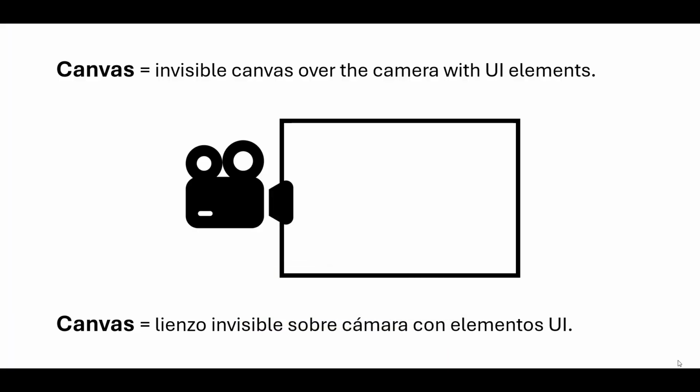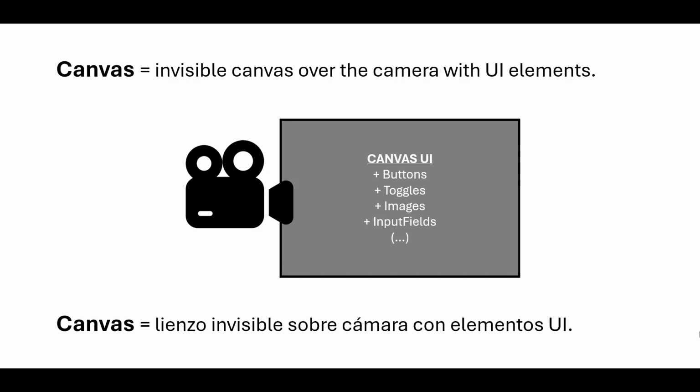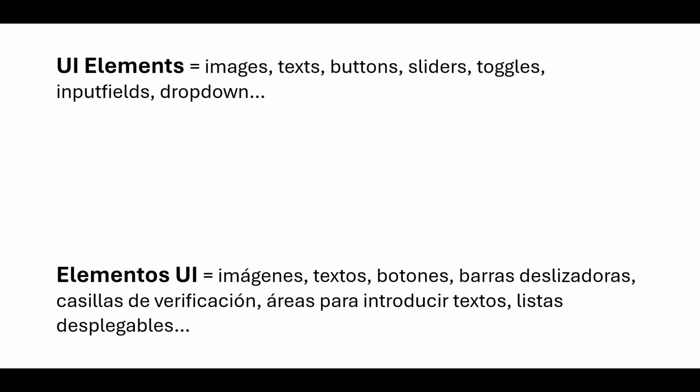Let's start by explaining the theoretical concept of canvas component. When we create this element, what we are doing is placing a kind of invisible canvas over our camera. This will act as a container where our graphical interface and the UI elements it contains will be displayed. This component also contains some options that will allow these UI elements to be rescaled and repositioned based on a resolution that we specify.